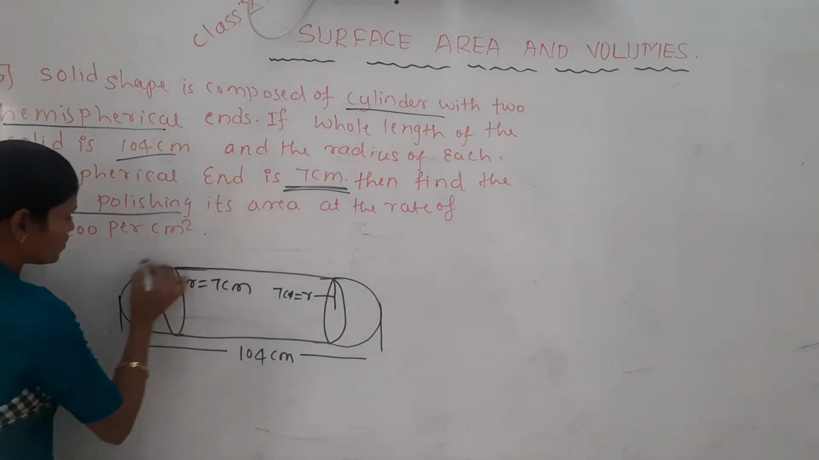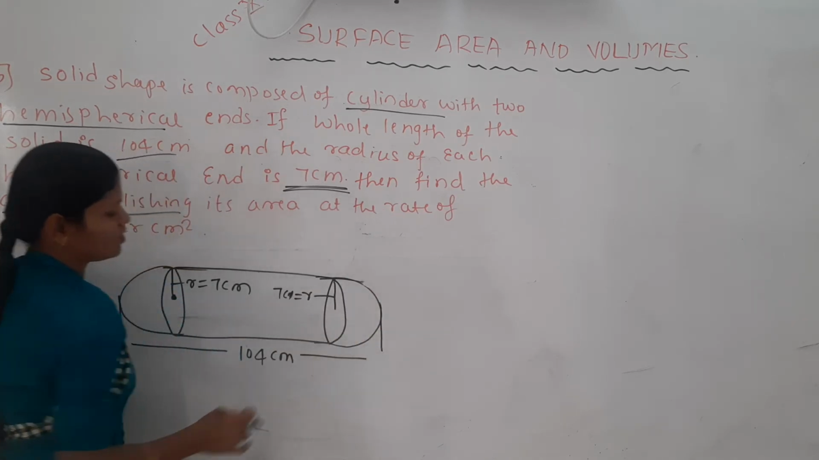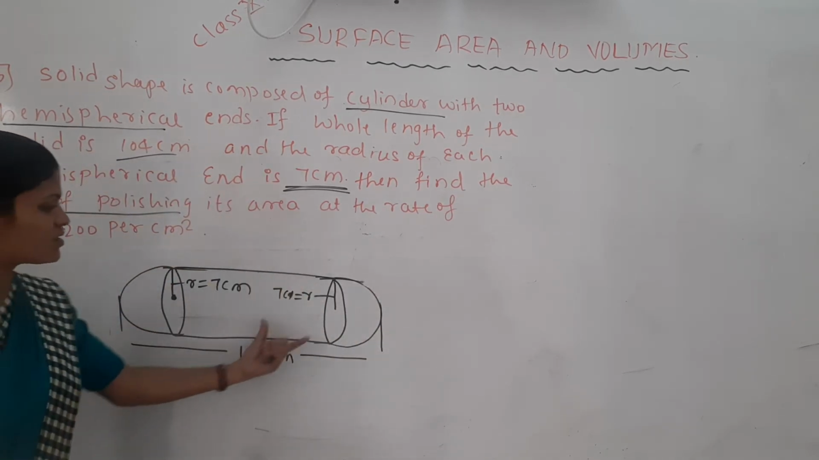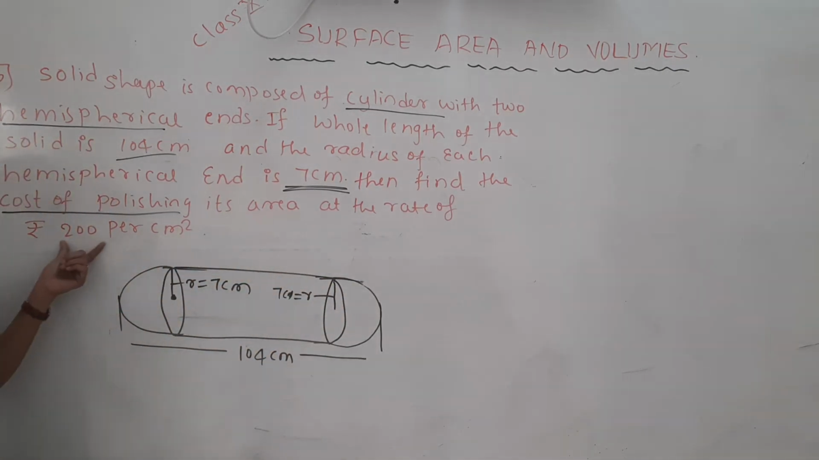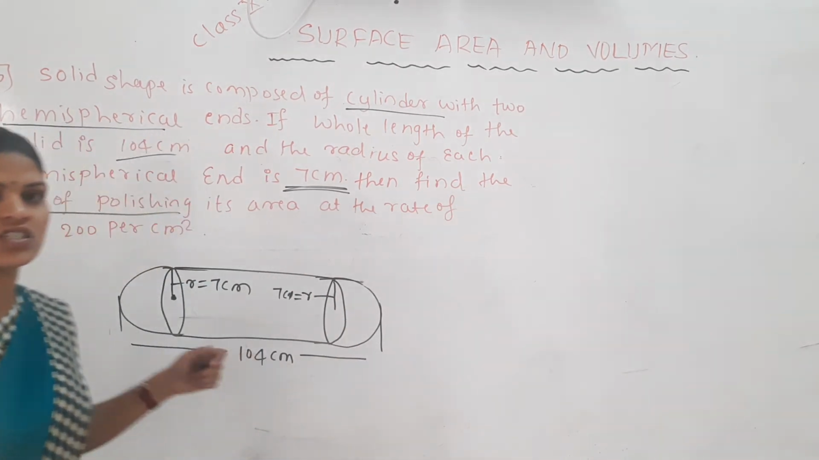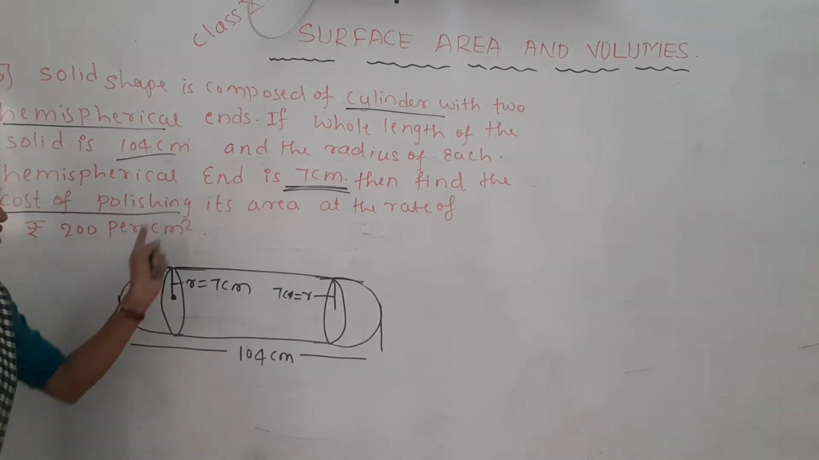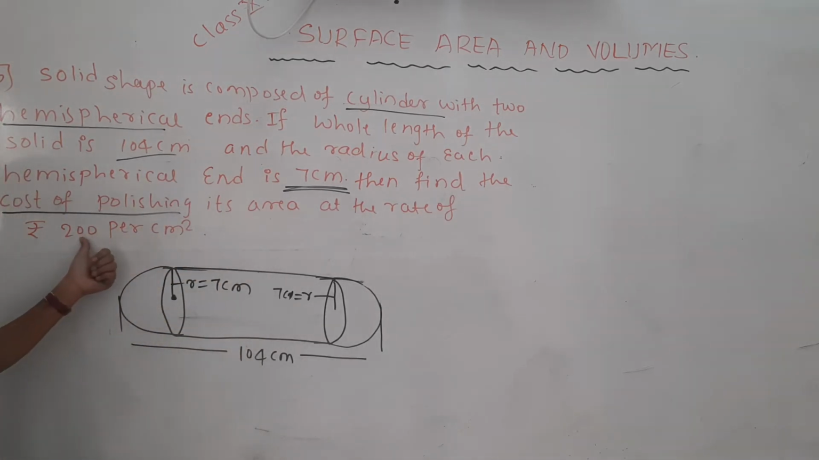Means this total surface area he is painting at a rate per centimeter square, how much will he take? Then if you get the total area, you can find the total cost of painting here. For that purpose, what do we have to do?